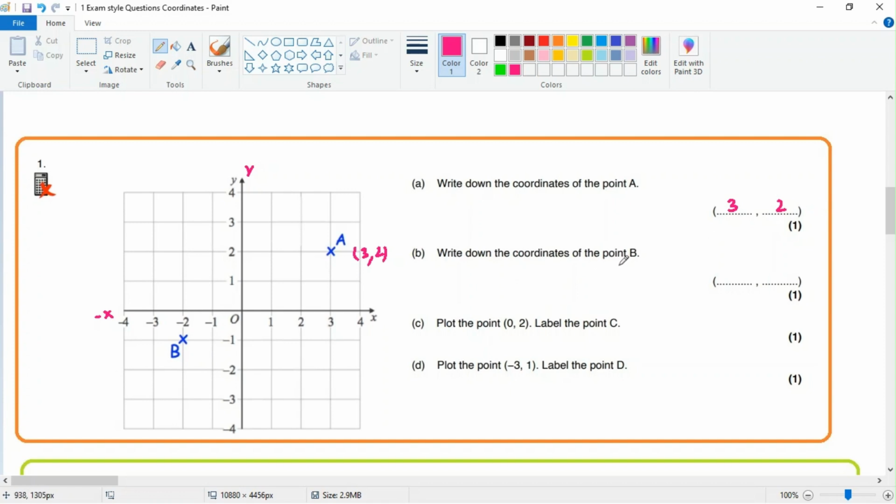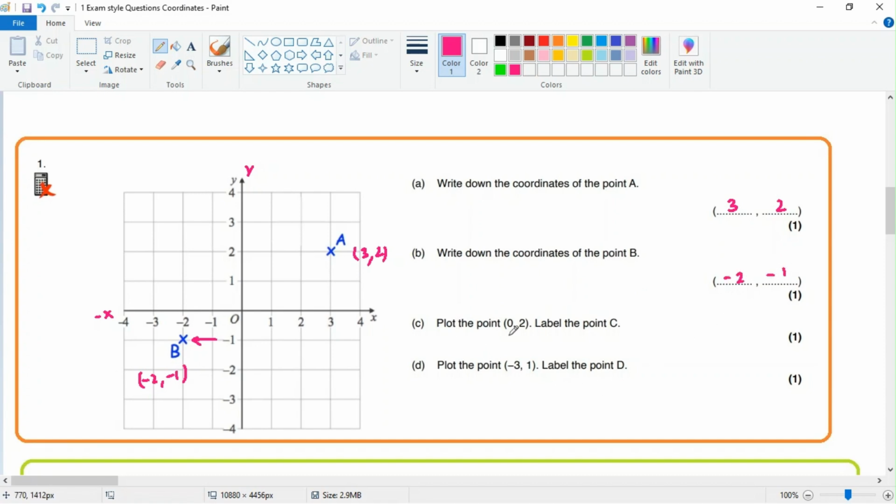Write down the coordinates of the point B. Now in here, I always said that you'll be starting with the x values. So x is -1, -2, so x is -2, and y is 0, y is -1. So as you can see, it is on -1. So you'll be writing -1. So -2, -1 is going to be the answer for this question.